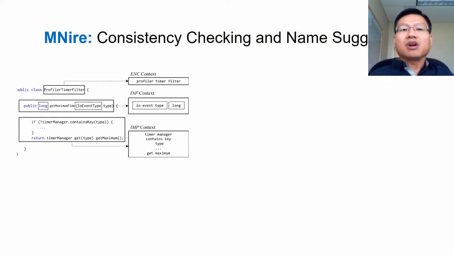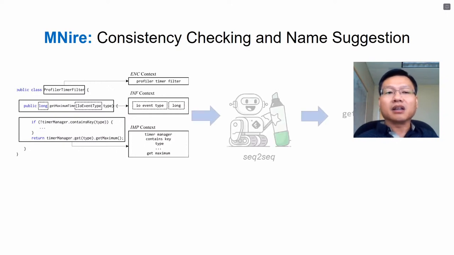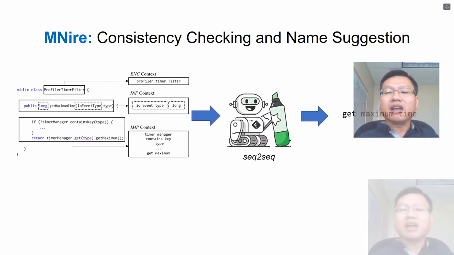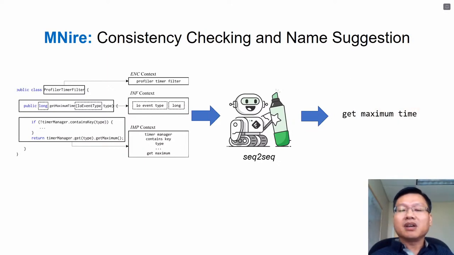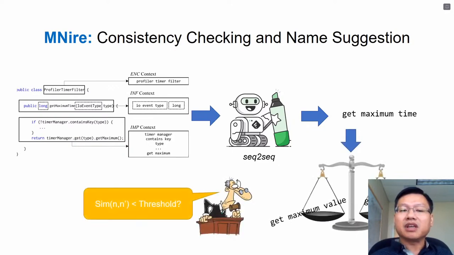So therefore, we construct the approach by taking the names in the context, such as the implementation context, interface context, and enclosing context, collecting them as a sequence and feeding it into a sequence-to-sequence machine learning model, and then using it as an abstractive summary to get the sequence of subtokens and build a suggested method name. We compare it with the current method name, and if the similarity is above a certain threshold, we report it as consistent or not consistent and recommend the name.